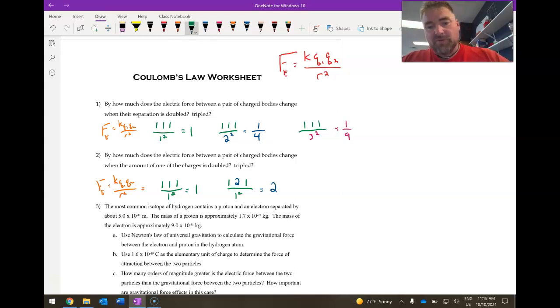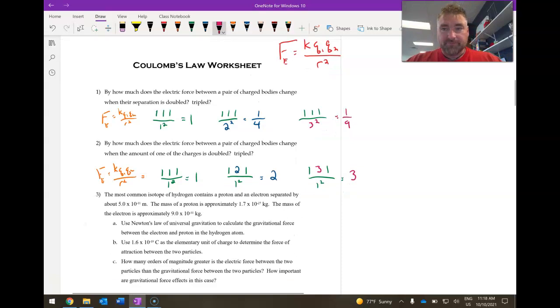If we now triple one of the charges, again we have 1, and we'll now change Q1 to be 3, leave Q2 to be 1, and the distance is still going to be 1 squared. Now it's going to be 3 times as much. So it's a direct relationship between the charge and the force.